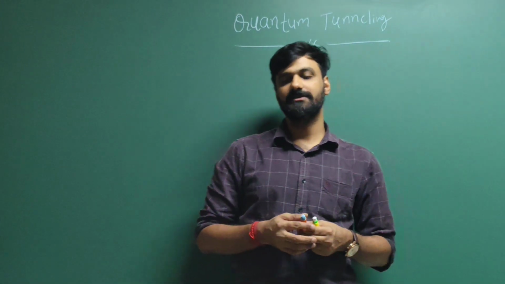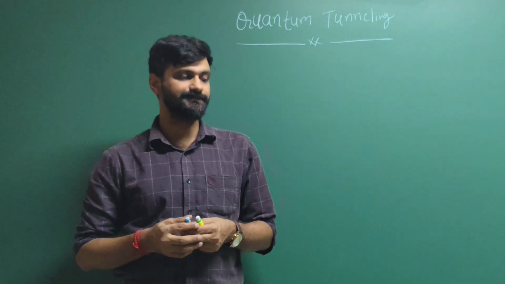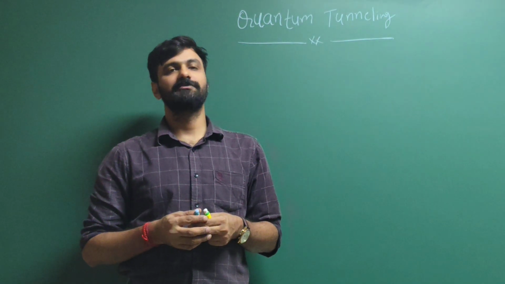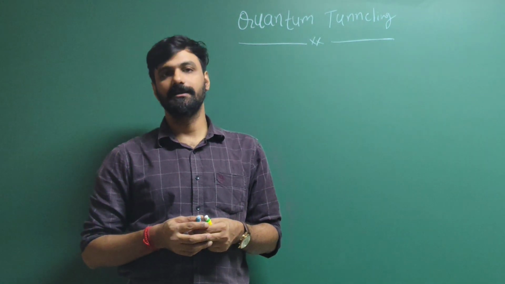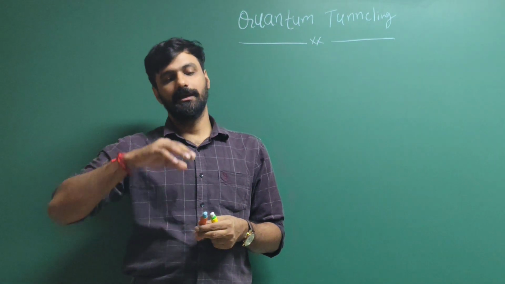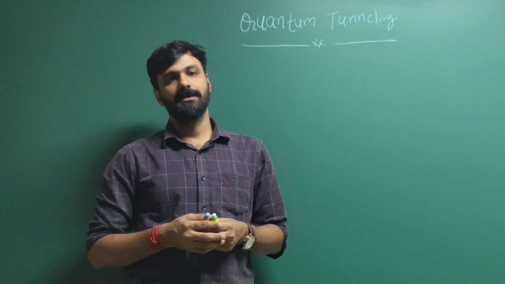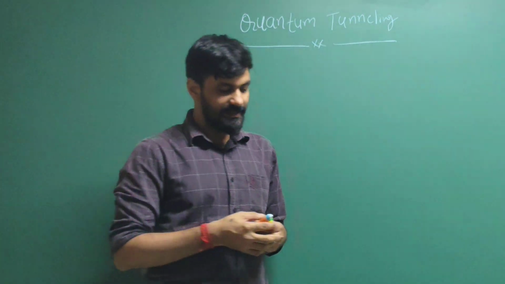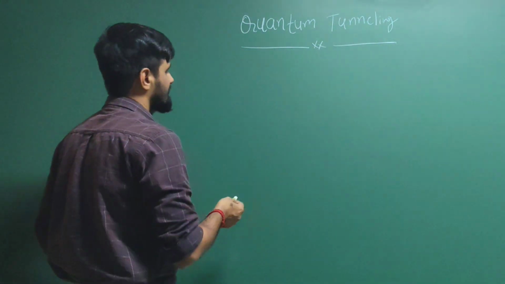So first, let's try to understand what quantum tunneling is. Quantum tunneling basically explains that there is a finite probability of finding the particle on another side of a potential barrier, which classical mechanics does not predict. Let us understand this with a physical example.